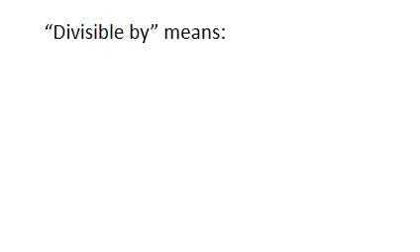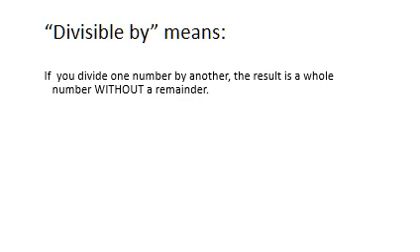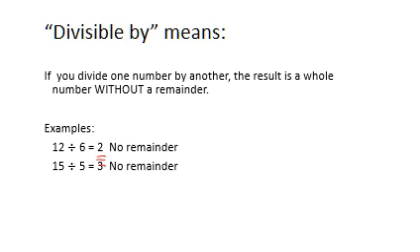Okay, first of all, the word divisible means if you divide one number by another, the result is a whole number without a remainder. What does that mean? For example, if you have 12 divided by 6, the answer is 2 and there is no remainder. That means 12 is divisible by 6. Another example is 15 divided by 5, which is equal to 3 and there is no remainder. So in other words, I can say that 15 is divisible by 5.